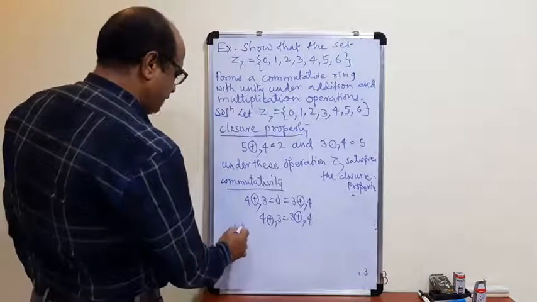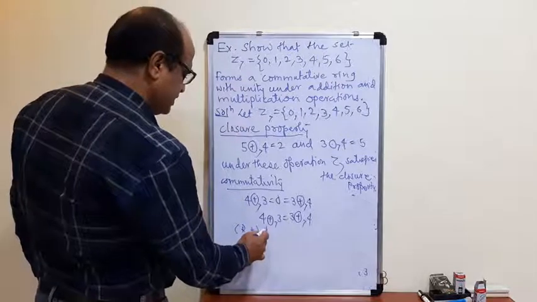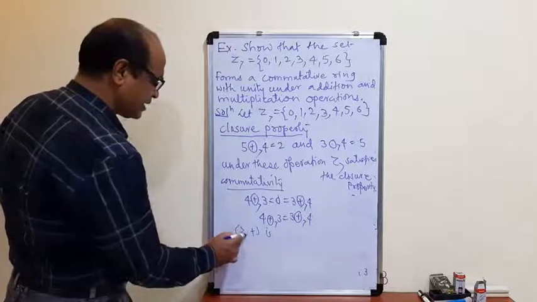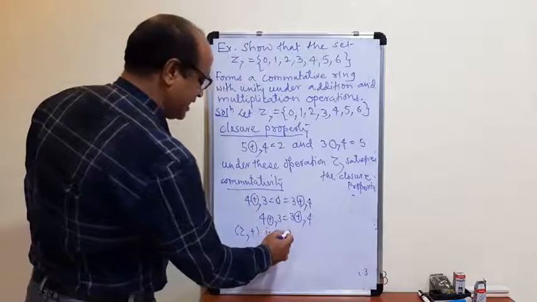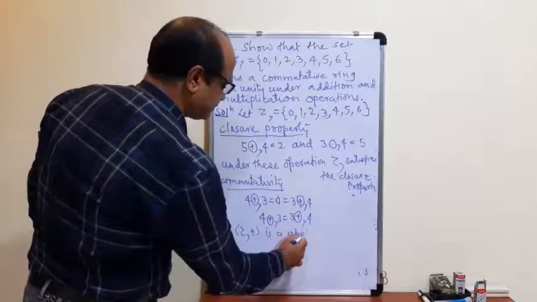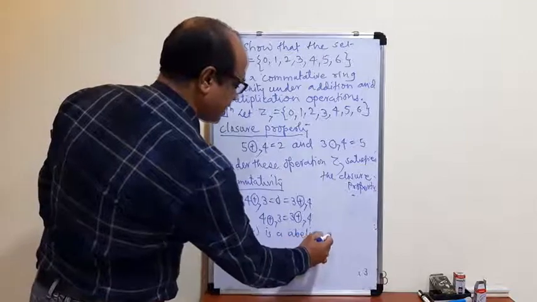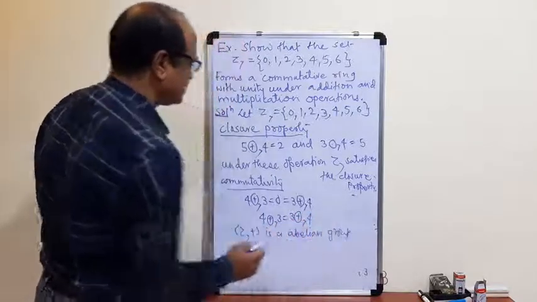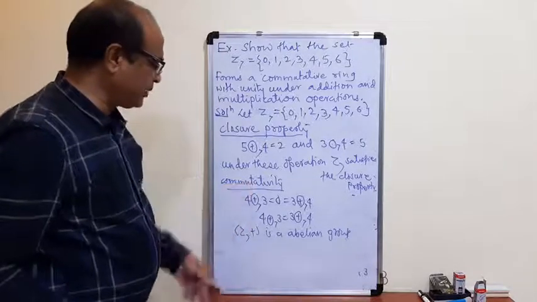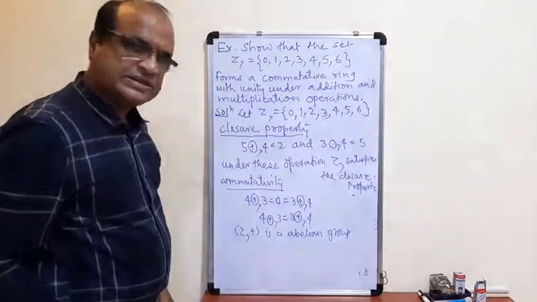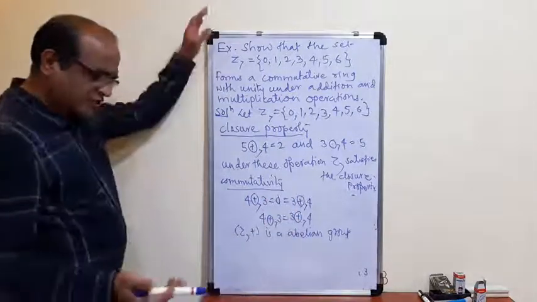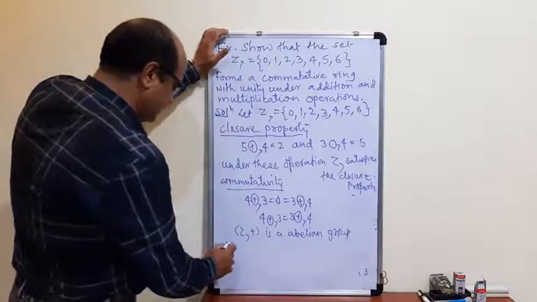Therefore (Z7, +) is an abelian group, because (Z7, +) is a group with the commutative property. Therefore, (Z7, +) is an abelian group here.